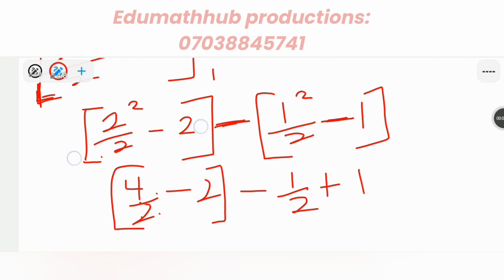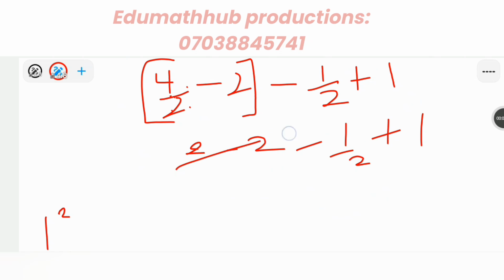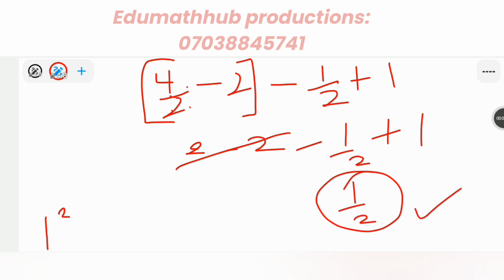1. So simplify this. 4 over 2 is the same thing as 2. So 2 minus 2 minus 1 over 2 plus 1. So 2 minus 2 is 0. That will cancel out. So you have minus half plus 1. Okay, which will give you the same thing as half. So the answer to this question is half.